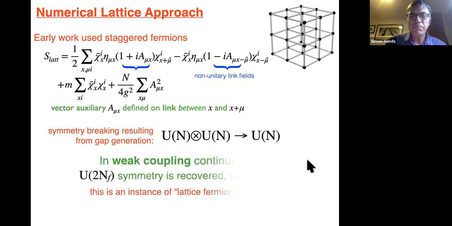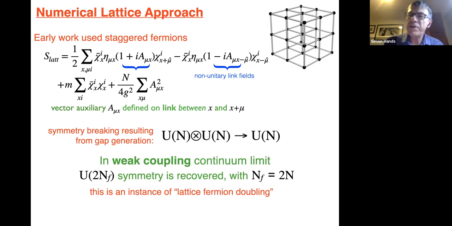Now, when people use staggered fermions in QCD, they don't worry that the symmetries of staggered fermions are not the same as continuum fermions, because it's believed on very strong, firm grounds that in a weakly coupled continuum limit, the continuum symmetries are recovered. And indeed, if that were the case in 2+1 dimensions, that would mean that if we went to weak coupling, we would eventually recover a U(2N_F) symmetry, where N_F, the number of continuum flavors, is actually twice the number of staggered flavors. That factor of 2 is a consequence of something called lattice fermion doubling.